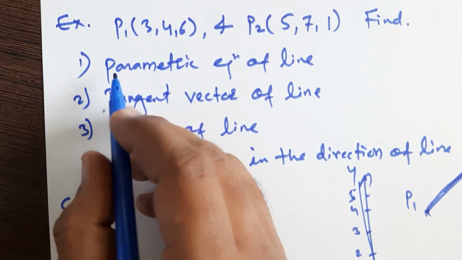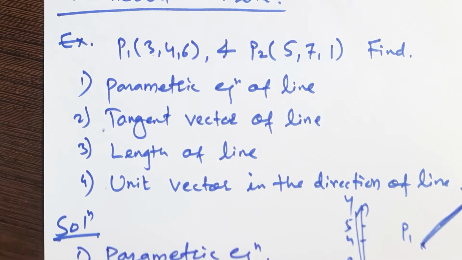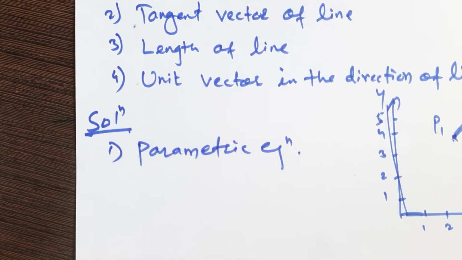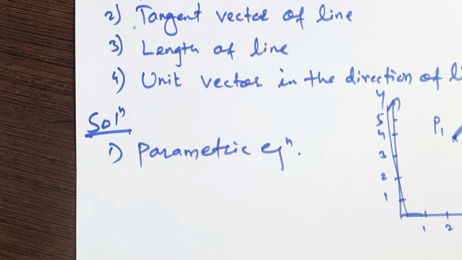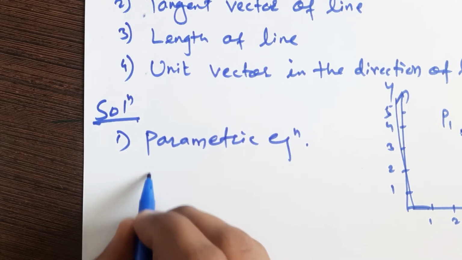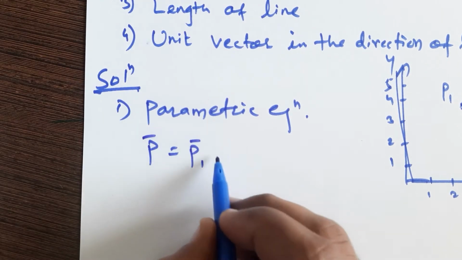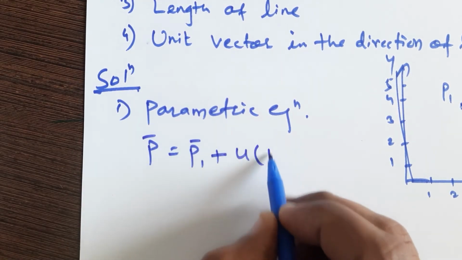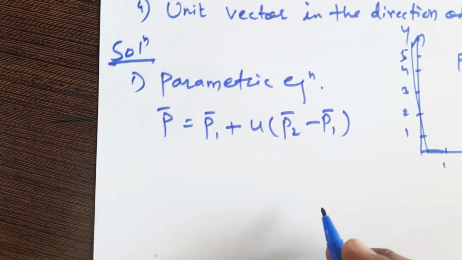Then the first thing we need to find is the parametric equation. How to find the parametric equation? In the last video we have seen the parametric equation, the general term, and how to find it. The parametric equation is generally given by P bar is equal to P1 bar plus U times (P2 bar minus P1 bar). This is the general form of the parametric equation.